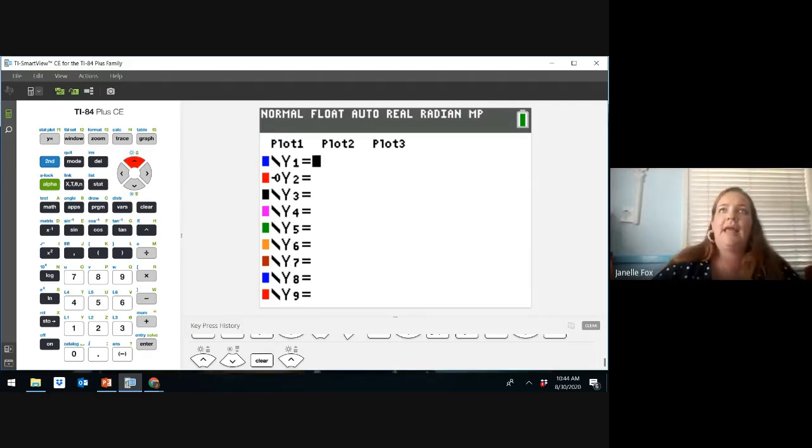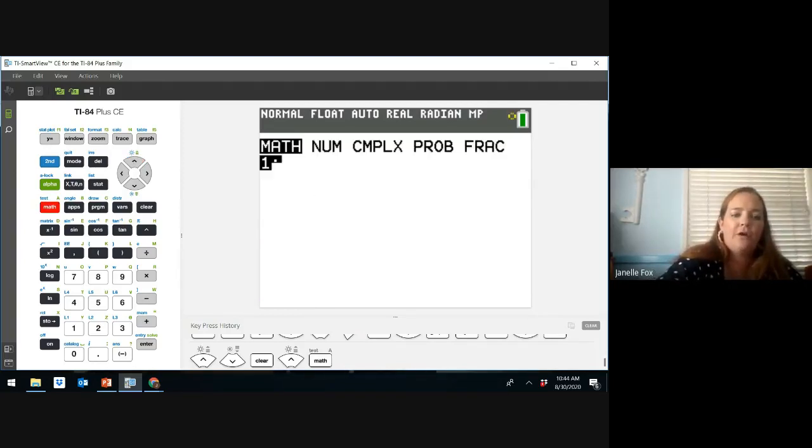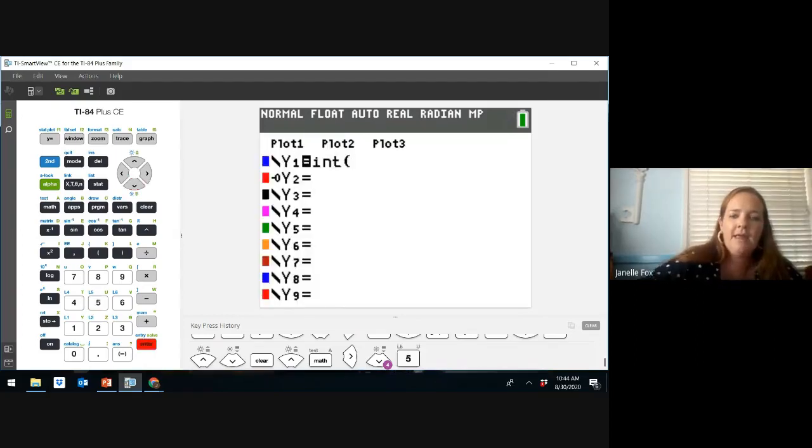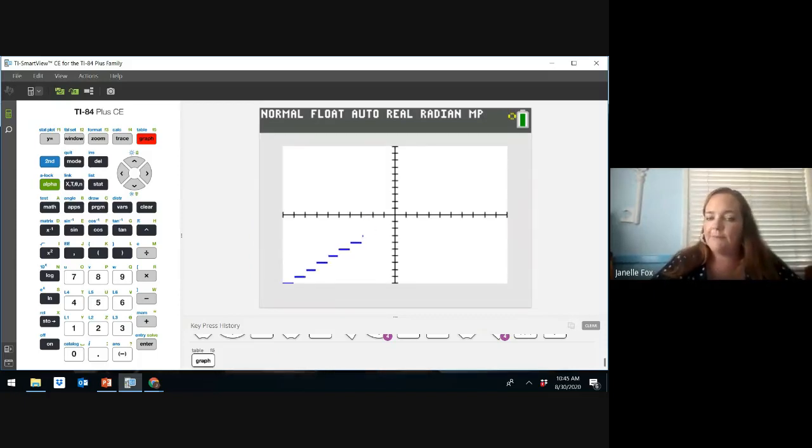Let's now try doing a greatest integer function. That's a fun graph to know how to do. So I'm going to go to the math menu, and then over again to the number thing, and choose number 5. Number 5 is the greatest integer function. Do you remember that's a step function? Okay, I'm going to type in greatest integer of x. I'm going to close the parentheses, and then it's in zoom standard. So I'm going to hit graph, and you can see that this is a step function.